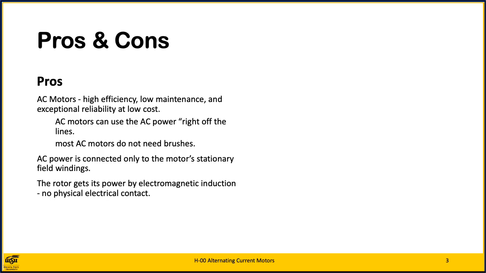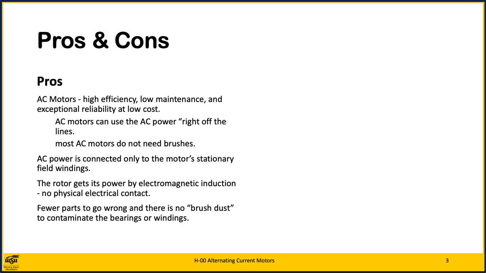The rotor gets its power by electromagnetic induction, a process that does not require physical electrical contact. Maintenance is reduced because brushes do not have to be periodically replaced. Also, the motor tends to be more reliable and last longer because there are fewer parts to go wrong and there is no brush dust to contaminate the bearings or windings.